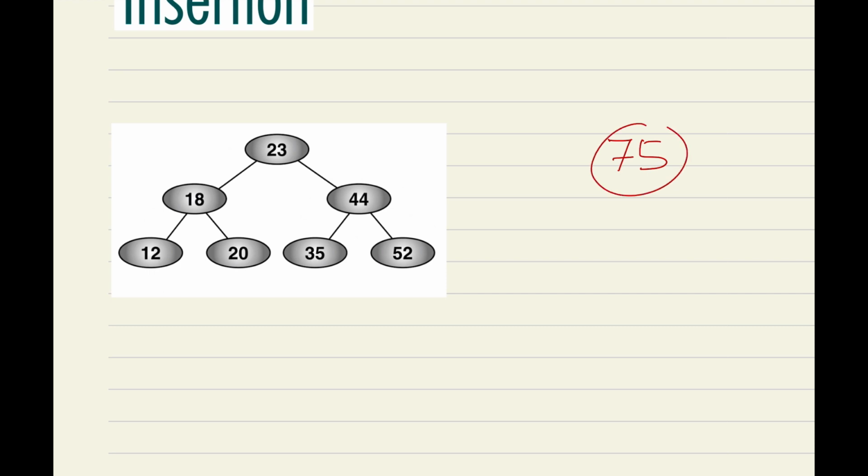So for inserting 75, first consider this one. Compare 75 with the root 23. That means from here we should know whether 75 will be placed in the right subtree or in the left subtree. So if we compare 75 with 23, the new node is larger, so it should be inserted in the right subtree.